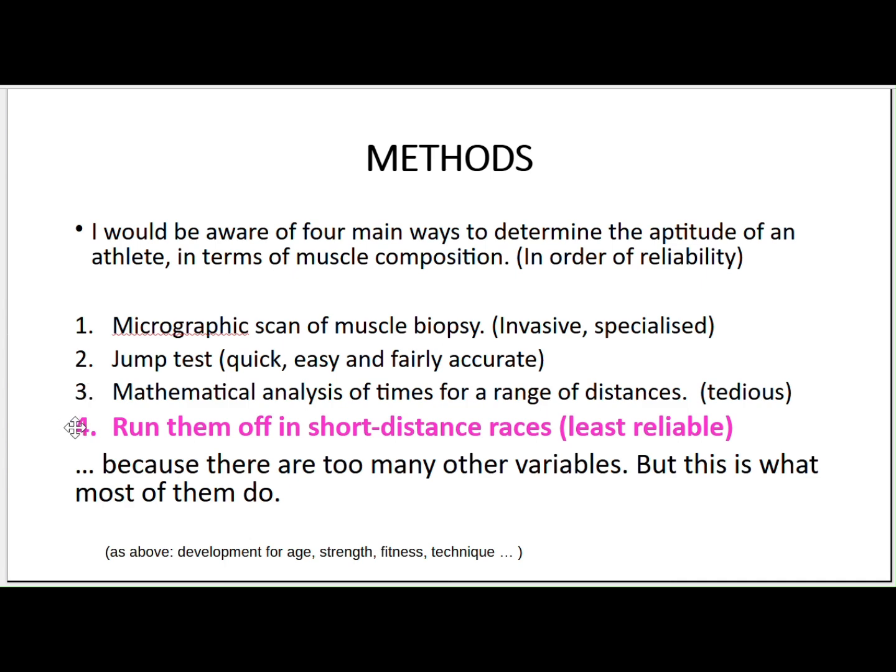And fourth down the list, and this is the least reliable, is to line them up and run them off in short distance races. That is least reliable because there are too many other variables. That is what most amateur squad trainers will do to try to pick out their best sprinters or see how their training's bringing the others along as sprinters. As above, strength, fitness, technique, and also for your age group swimmers, development for age.